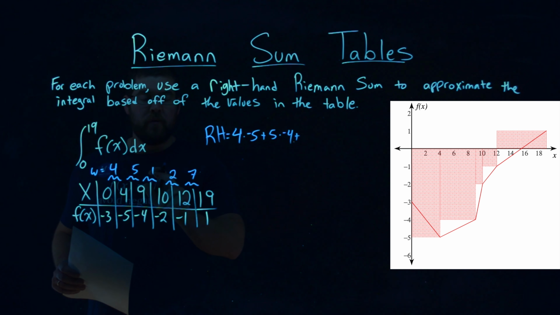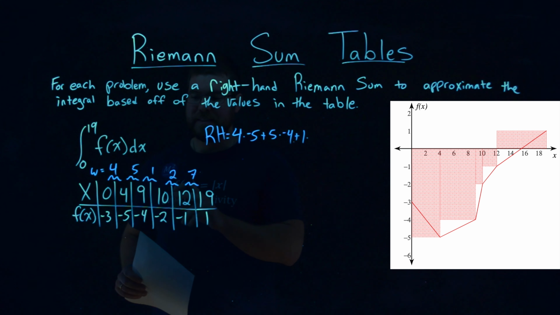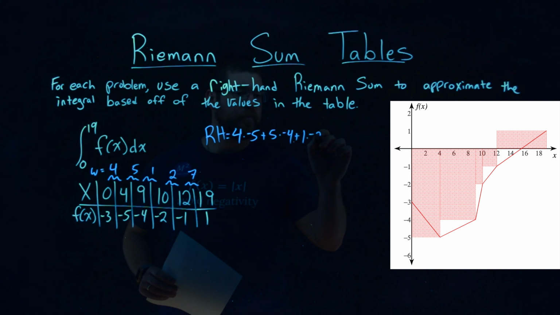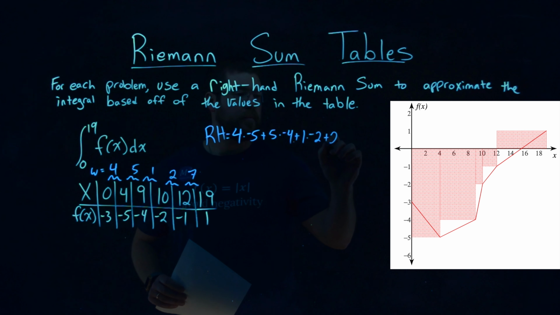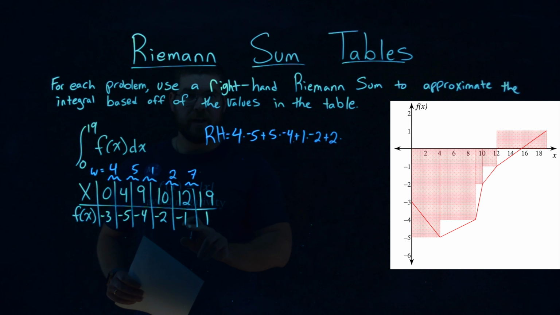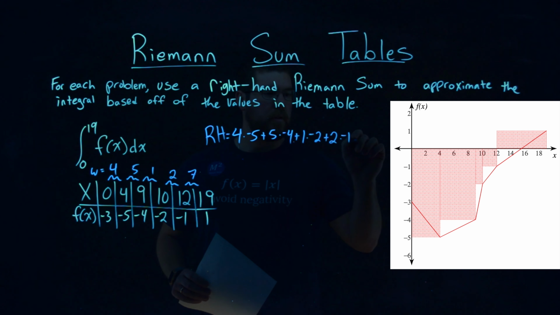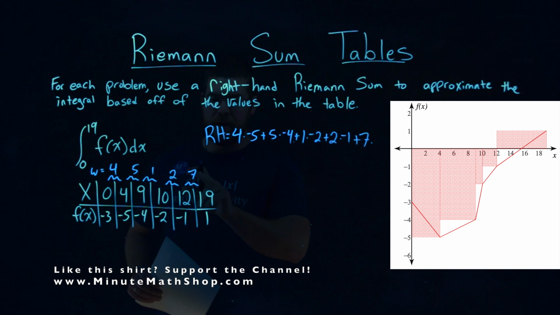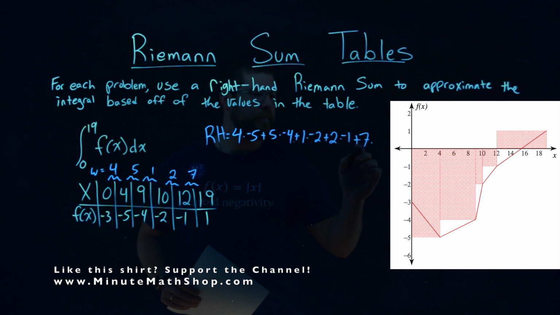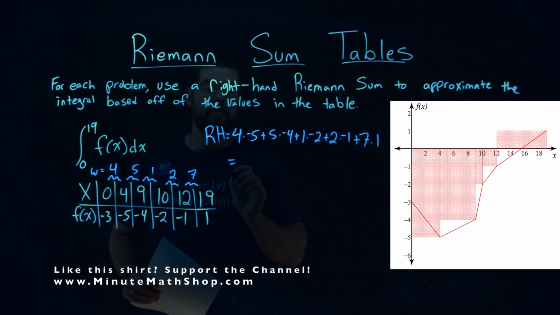Plus a width of 1 here, times its height, negative 2. Plus 2, the next width, multiplied by its height, negative 1, plus, lastly, the width of 7, a large one here, multiplied by its height, just a positive 1. So let's go simplify this out.